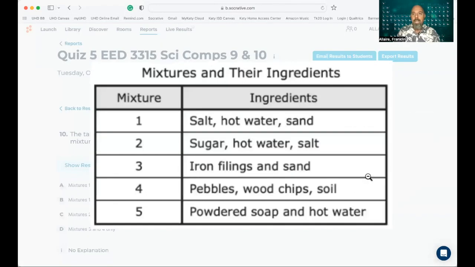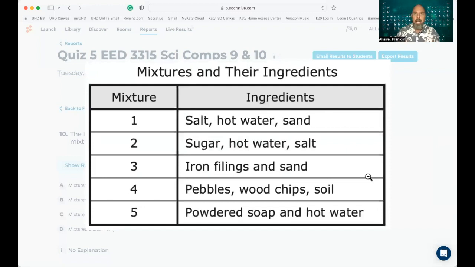So again, thinking about states of matter, solids, liquids, and gases, we can do some process of elimination here. We have 3 mixtures that involve hot water: mixture 1, mixture 2, and mixture 5. Sand is added to hot water, as we've seen at the beach. Whether it's added to hot water or cold water, sand does not dissolve. It doesn't change its state of matter. It doesn't change from a solid to a liquid or anything like that.